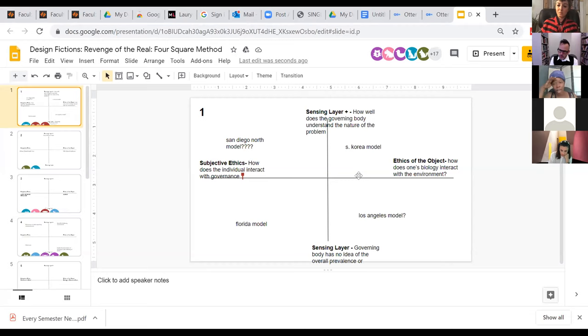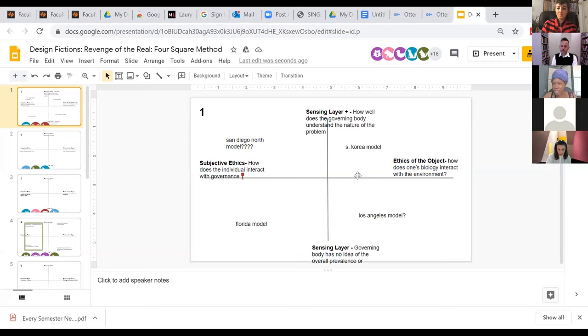And so we just came up with some potential factors. Like the South Korea model had a high level of population-level implications and a high sensing level, and the Florida model did not really have a good sense of the sensing layer, and its primacy was individualism. And so we started to figure out, who are in these other categories?